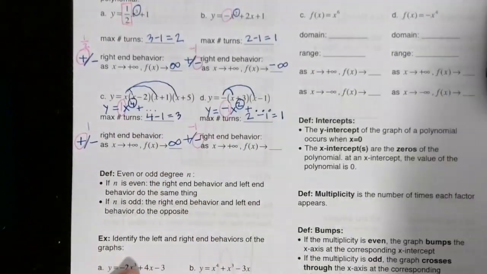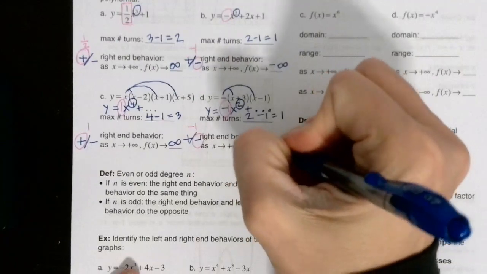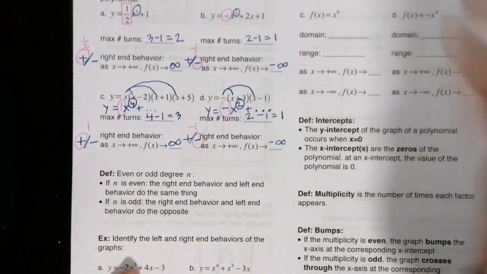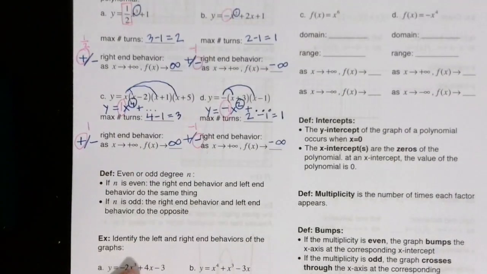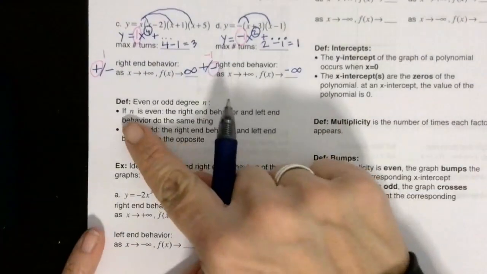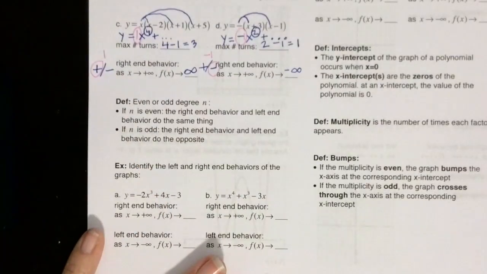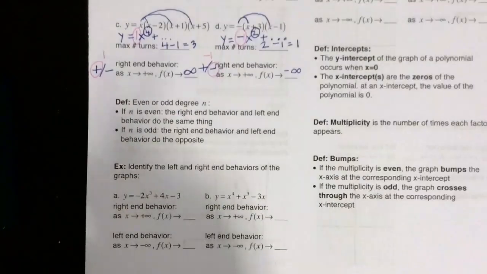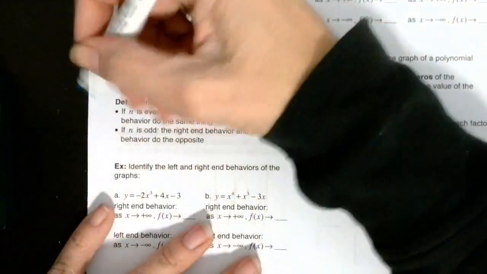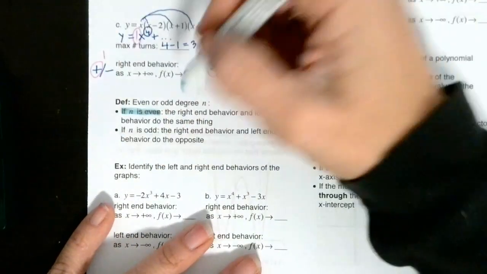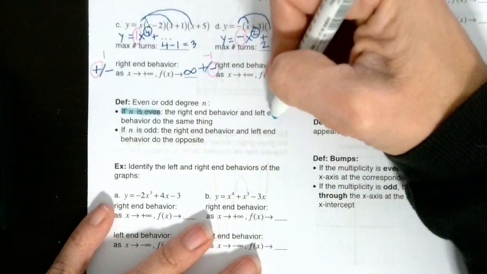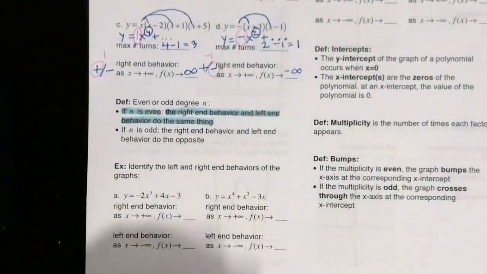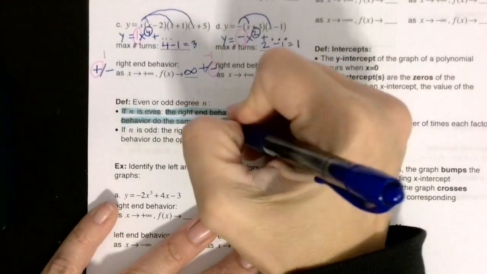So it's a minus. So this graph to the right would be negative infinity. Okay? All right. So now we're going to move on to figure out what it does to the left. If the highest power is even, then we follow the same behavior to the right and left. So if it's even, the right end behavior and the left end behavior do the same thing. So they match. Okay? So if the highest power is even, they match.